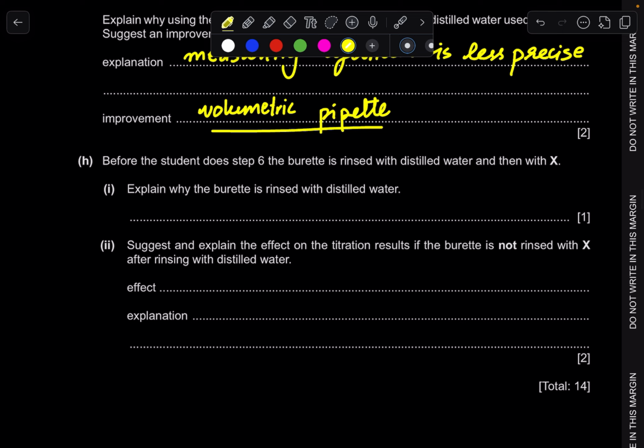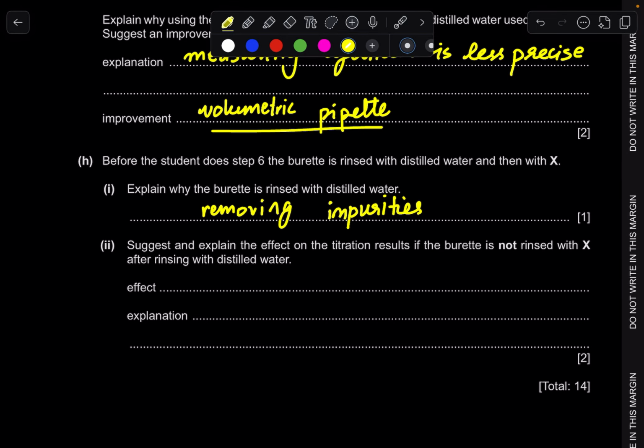Before the student does step 6, the burette is rinsed with distilled water, and then with X. Explain why the burette is rinsed with distilled water. So what you're doing is simply rinsing it with water, so you are simply removing any unwanted substances or impurities that you have. That's why you wash with water. You wash anything with water to remove impurities.